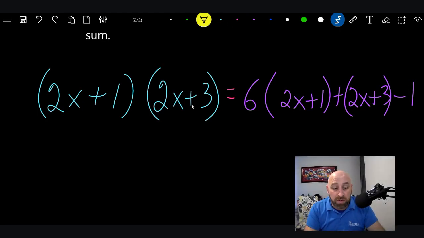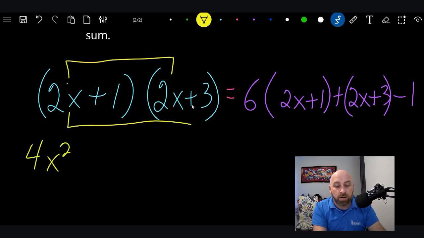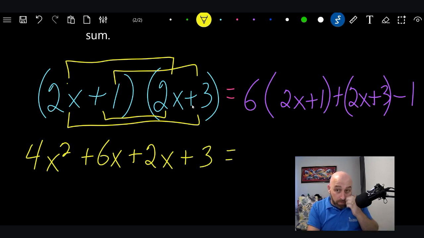Whoa, Mr. Steve, we've got to solve this? Yes, we need to solve this, okay? So what we want to do here is FOIL. Firsts is going to give us 4x squared. Outers is going to give us, let me put a positive there, positive 6x. Inners is going to give us a positive 2x. And then our lasts is going to give us a positive 3. And then that's going to equal this.